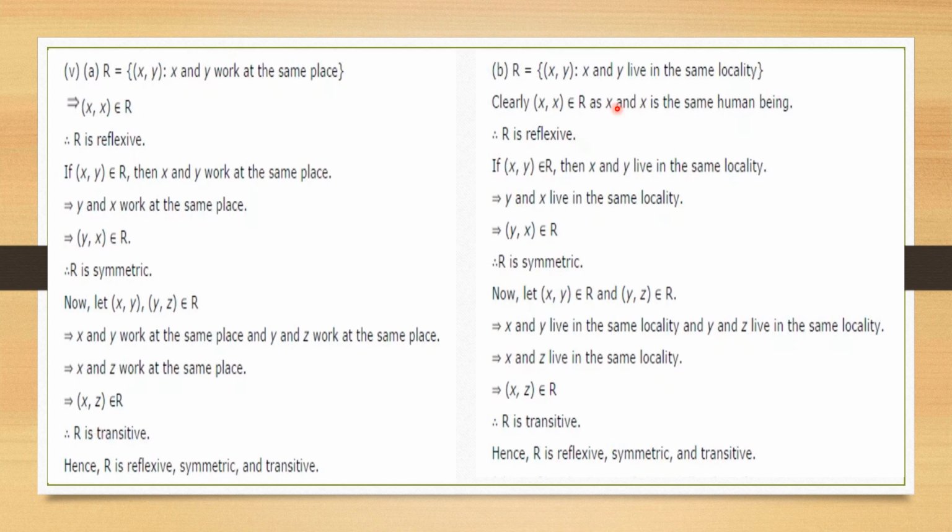Similarly, this question is going to be very simple for you. x and y live in the same locality. So I'll not explain it much because from this example it is very clear. So xx belongs to R. That is, x and x are the same human being, so they are living in the same locality. R is reflexive. Now xy belongs to R: x and y in the same locality, y and x in the same locality. So R is symmetric. Similarly, x and y are in the same locality, y and z in the same locality, so x and z are in the same locality, and hence the relation is going to be reflexive, symmetric and transitive.